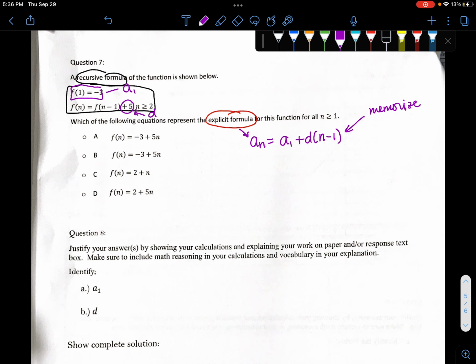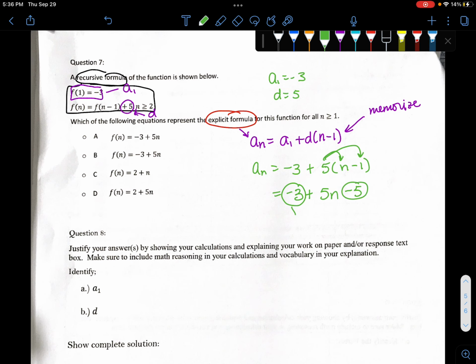So now let's plug in my A1. A1 equals -3, D equals 5. So AN equals -3 plus 5 times N minus 1. Let's distribute this. We get -3 plus 5N minus 5. We combine the first and the last. That's -8 plus 5N. Okay, so that's how you do this one.